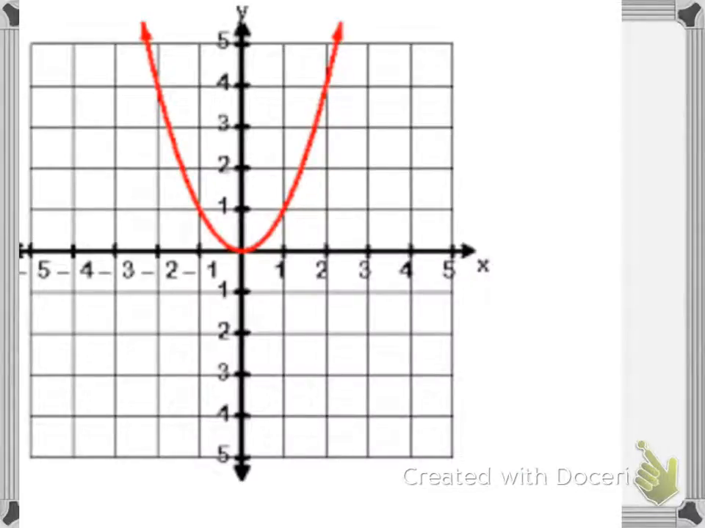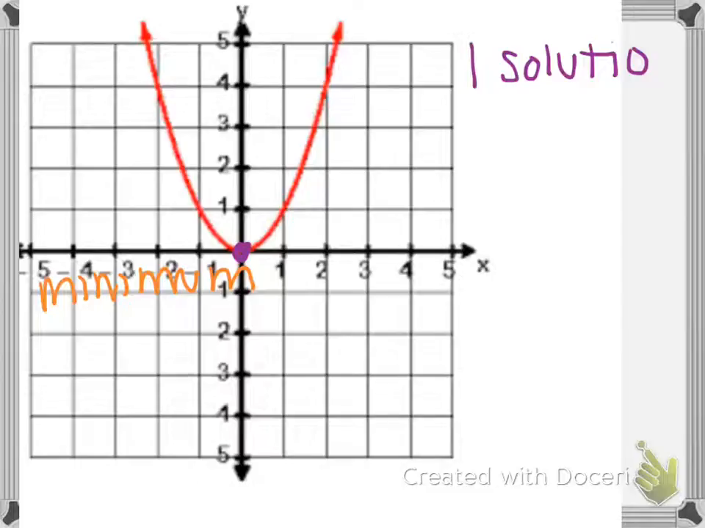If you look at this graph, it opens up, which means A must have been positive. The vertex is at the bottom, making it a minimum. If you look how many solutions we have, the vertex itself is actually on the graph. So we just learned that that means there's only one solution, and you call that one solution a double root.